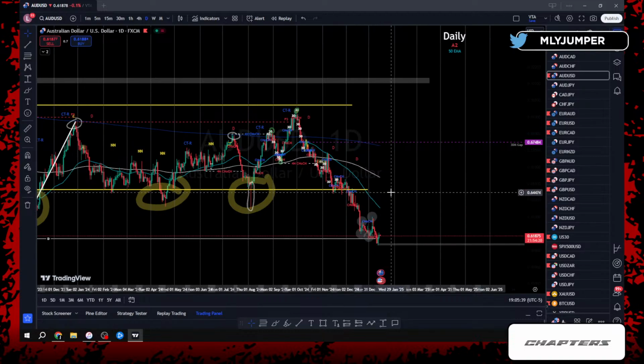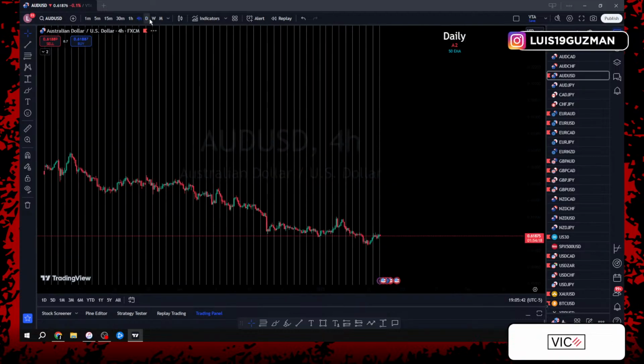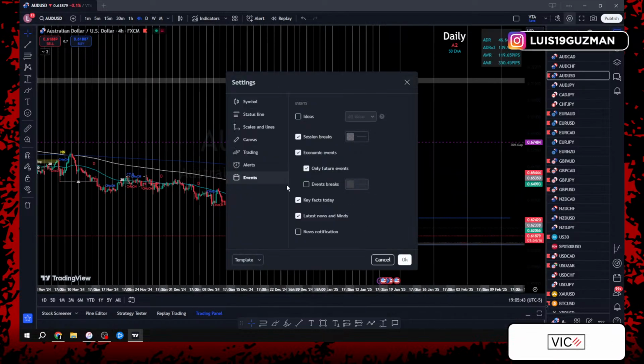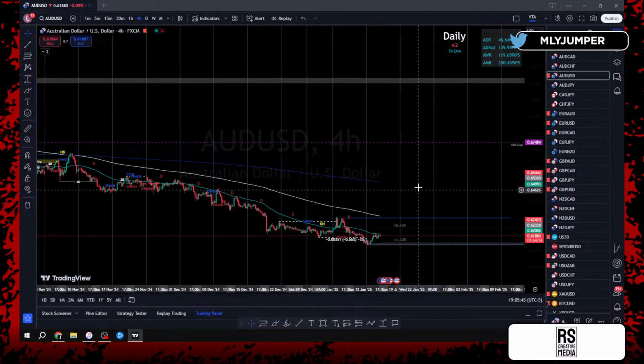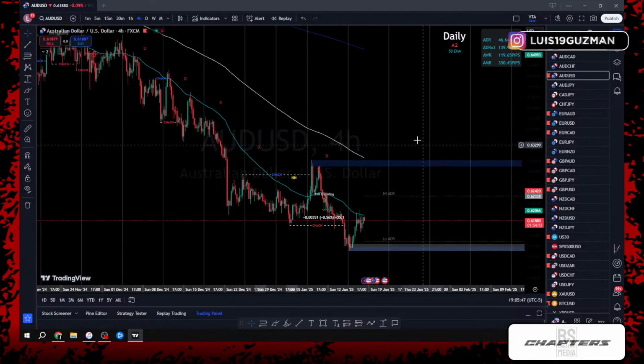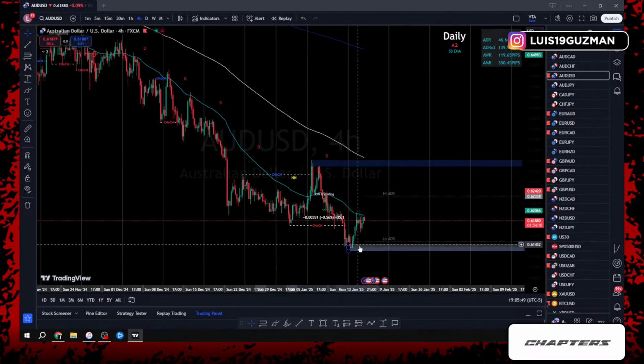I am expecting price to continue to push back to the top side, give us a little pullback before we continue to push down to the bottom, right? The 4-hour time frame is still following the trend, right? Price is still giving us lower low, lower high, lower low.